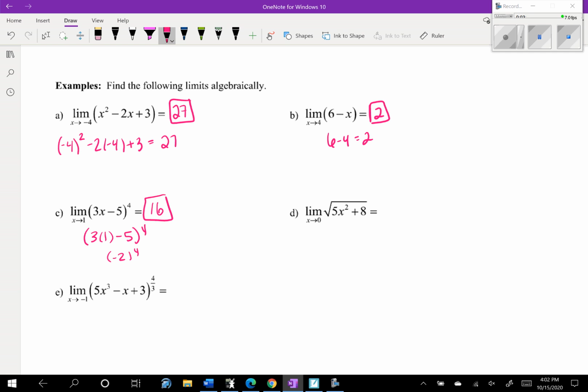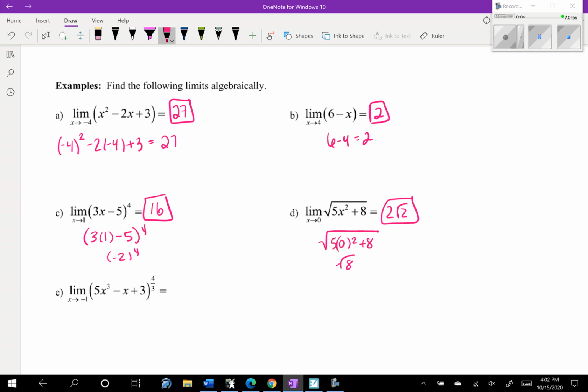Looking at d, now the domain of this function is not all real numbers. This is not a polynomial. We have a square root, so we have to be careful of imaginary solutions. If you quickly eyeball this and plug in 0, you can notice that it's not going to make the expression underneath my radical negative. So that means that plugging in 0 is okay, so 0 is in the domain, and all we have to do is plug it in and solve. So that gives us 5 times 0, which is just 0, plus 8, so the square root of 8, which gives us 2 root 2 when we simplify.